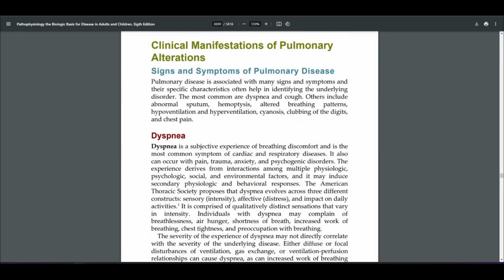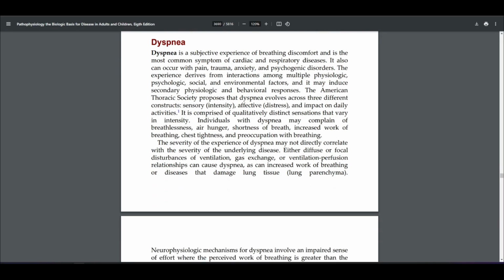So, what kind of clinical manifestations of pulmonary alterations will we see? Well, signs and symptoms of pulmonary disease. Pulmonary disease is associated with many signs and symptoms and their specific characteristics often help in identifying the underlying disorder, the most common of which include dyspnea and a cough. However, others include abnormal sputum, hemoptysis, altered breathing patterns, hypo or hyperventilation, cyanosis, clubbing of the digits, and chest pain. So we'll jump right into dyspnea.